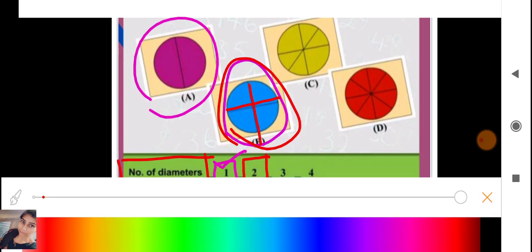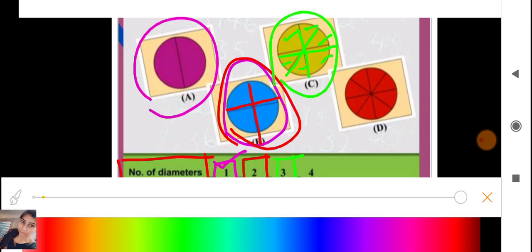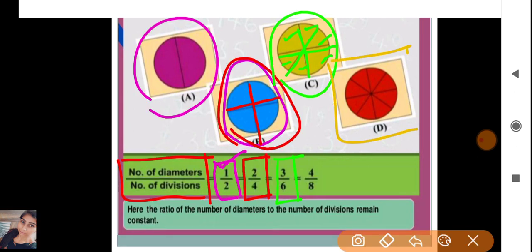When you will consider the third circle, that is C, so just see how many diameters are there, 1, 2 and 3. So 3 diameters are dividing this in 1, 2, 3, 4, 5, 6. So 3 by 6. And just have a look in the fourth one. So how many diameters are there? 1, 2, 3, 4. 4 diameters are there. How many parts? 1, 2, 3, 4, 5, 6, 7, 8. So 8 parts are there, 4 by 8.